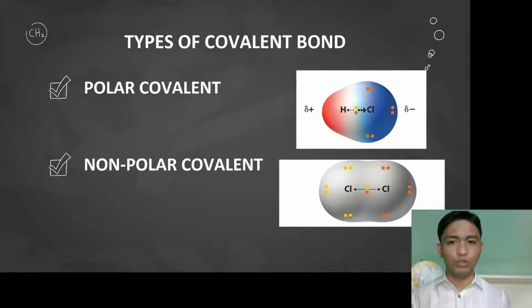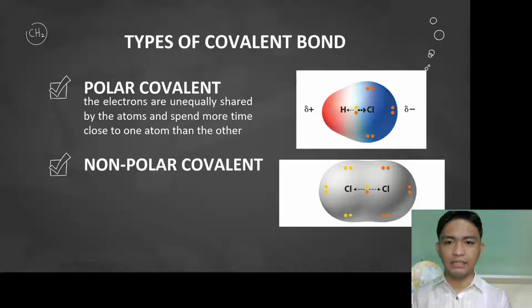So, how are these two different? For polar covalent, the electrons are unequally shared by the atoms and spend more time close to one atom than the other. This usually happens when it involves two different atoms. Say for instance, in an example, you have hydrogen and chlorine. So chlorine has 7 valence electrons, and you have your hydrogen which only has 1. So syempre, yung mga electrons are more condensed, they are more on the chlorine side.